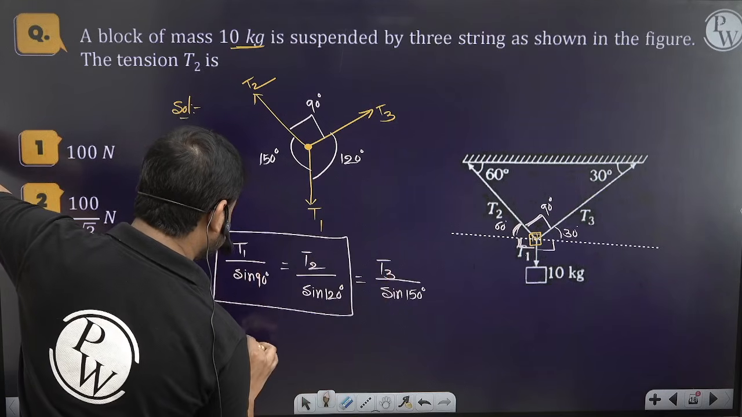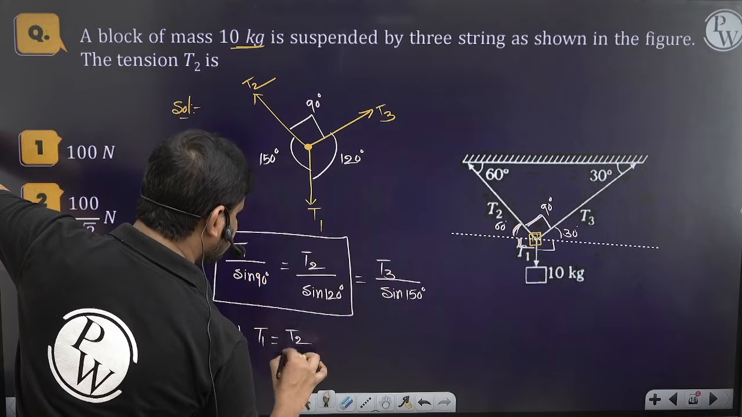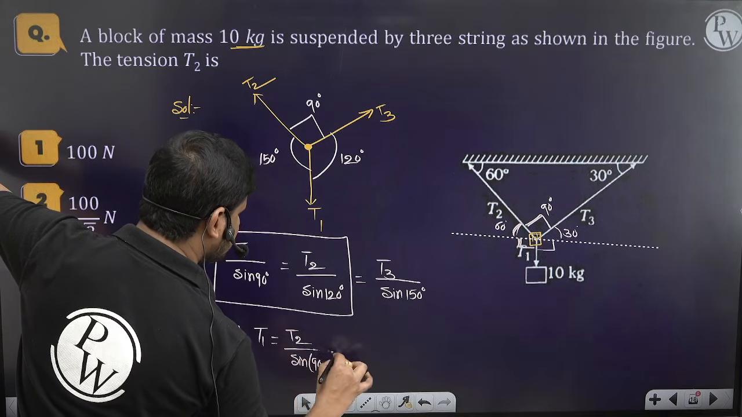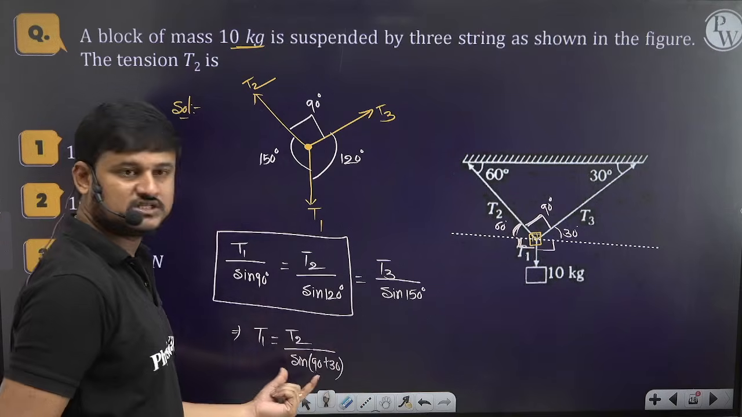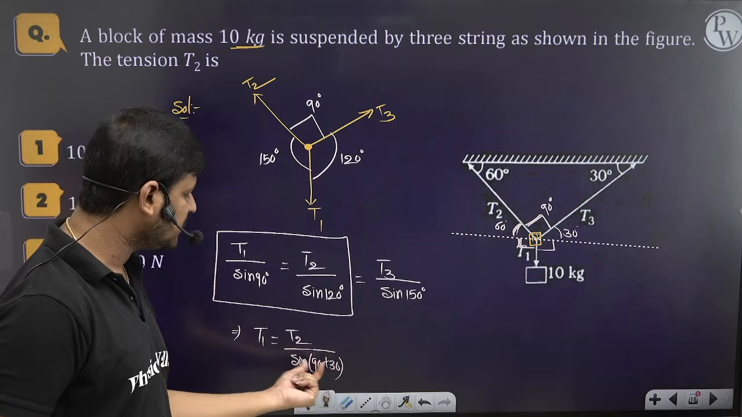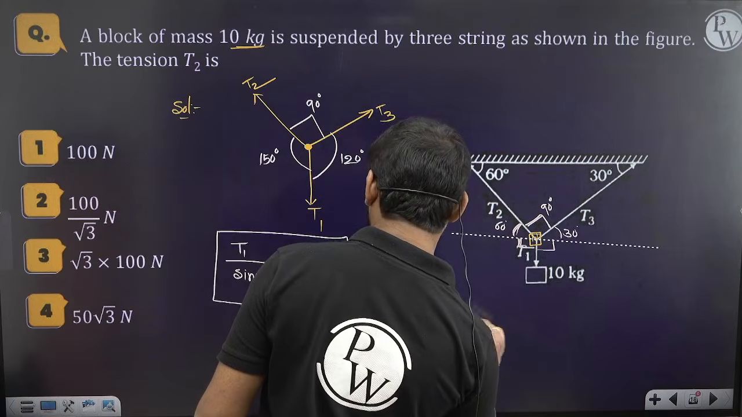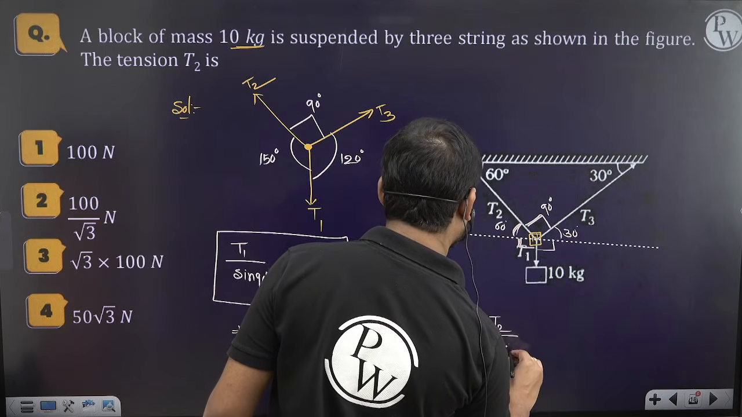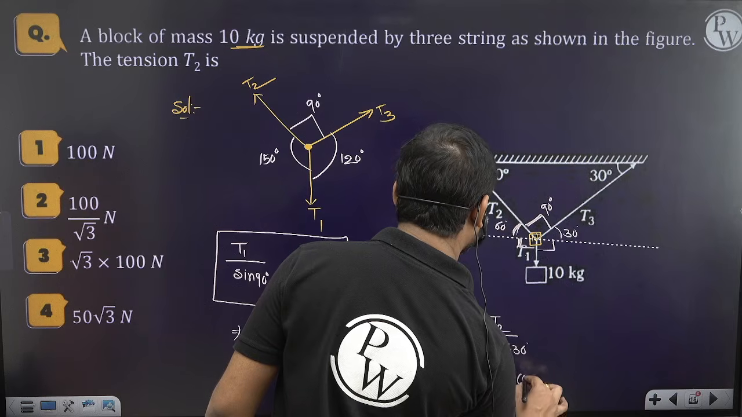If you relate these two, T1 by sine 90 is 1. So T1 is equal to T2 by sine of 90 plus 30. What is sine of 90 plus 30? Cos 30. Sine 90 plus theta is in the second quadrant, and in the second quadrant sine is positive. So I can write T1 is equal to T2 by cos 30, so T2 is equal to T1 cos 30.